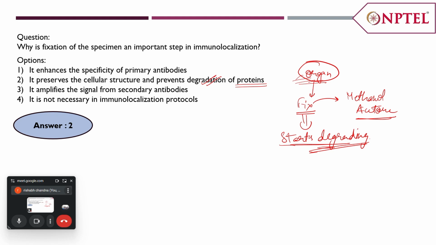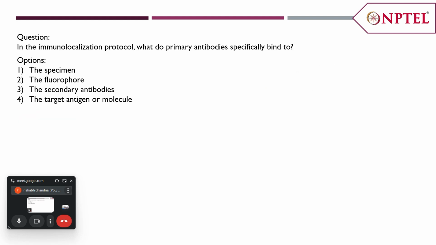So let's move on to the next question. In the immunolocalization protocol, what do primary antibodies specifically bind to? Options are the specimen, the fluorophore, the secondary antibodies, the target antigen or molecule. What can be the correct answer?